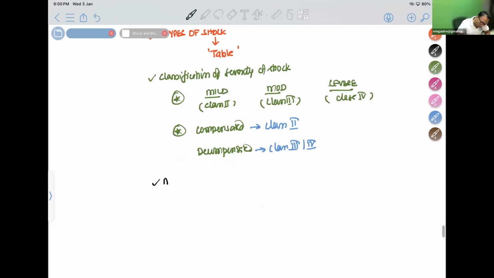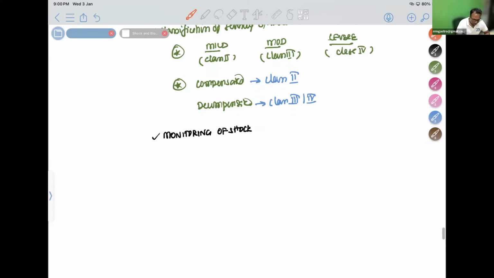And you can write about monitoring of the shock. I told you how to monitor the shock. Urine output, CVP, PCWP, all those things you can write about monitoring of the shock. Then you have to go for explanation of each shock in detail. So hemorrhagic shock in detail. They won't expect you to write about all the shocks. You can write only about hemorrhagic shock.